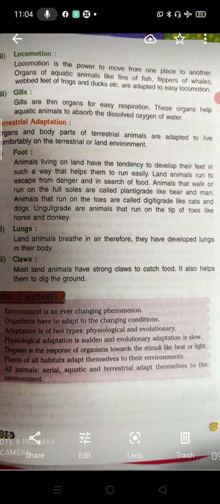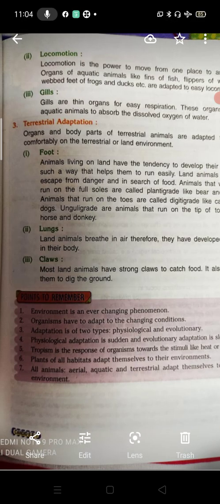Lungs. Land animals breathe in air, therefore, they have developed lungs in their body. Claws. Most land animals have strong claws to catch food. It also helps them to dig the ground. So, there are two uses of claws: they can catch the food with a grip, and it also helps them in digging the ground.